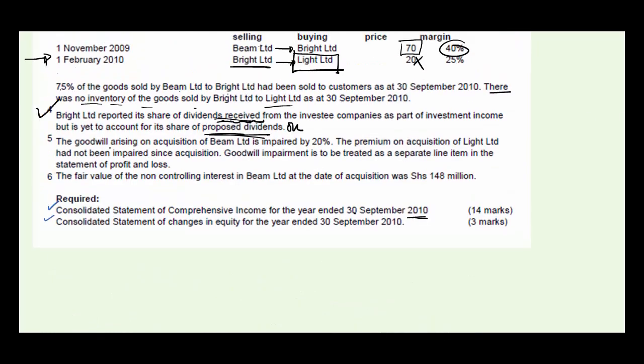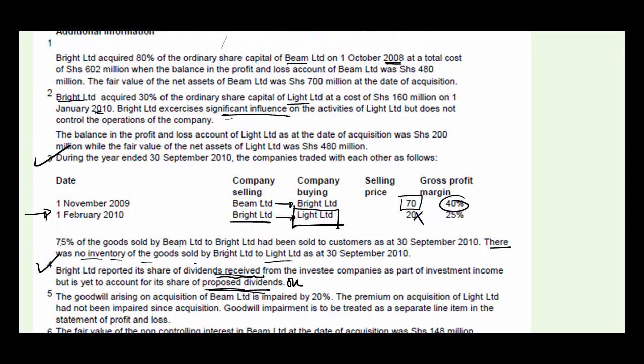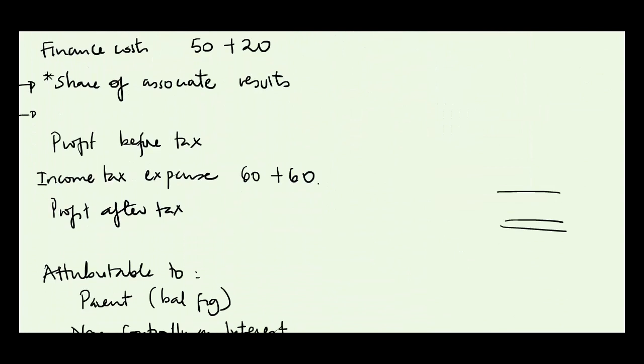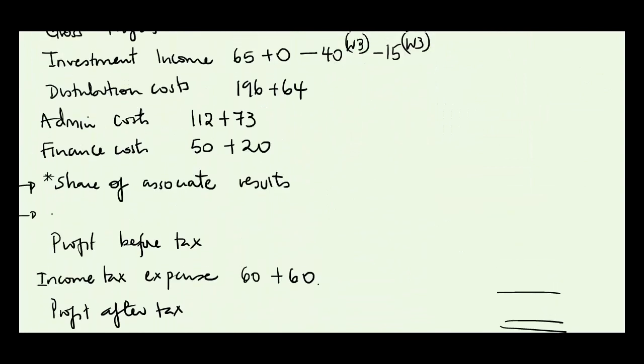The goodwill arising on acquisition of Beam is impaired by 20%. We don't know what that goodwill is, so we have to first compute the goodwill. That was in note 1. That's why we had left this pending. Goodwill impairment is to be treated as a separate line item in the statement of P&L. So where we had left a space here, we can have it here, impairment of goodwill. It will be a certain working. We'll work it last.